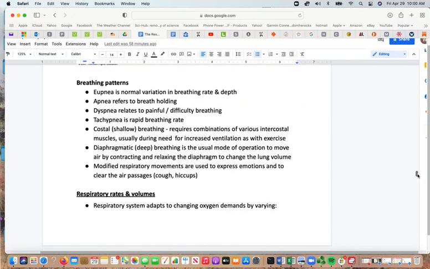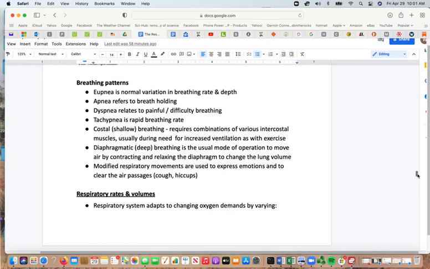Eupnea is the normal variation in breathing rate and depth. Apnea refers to holding the breath. Dyspnea is painful or difficult breathing. Tachypnea is rapid breathing. When you have costal or shallow breathing, think rib cage. This requires combinations of various intercostal muscles. This is usually needed to increase ventilation with exercise.